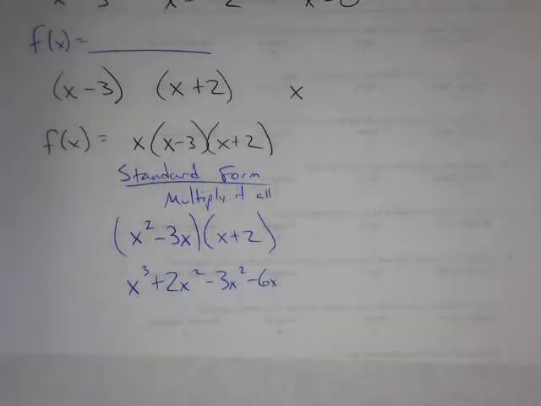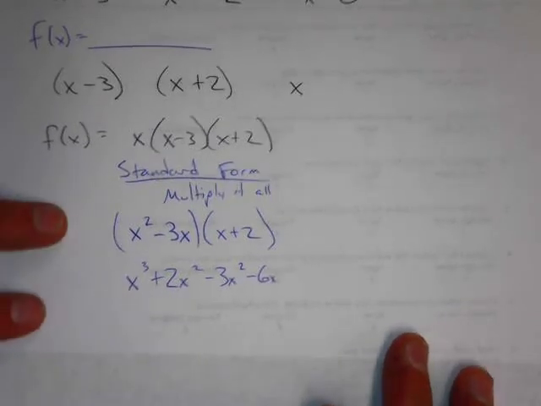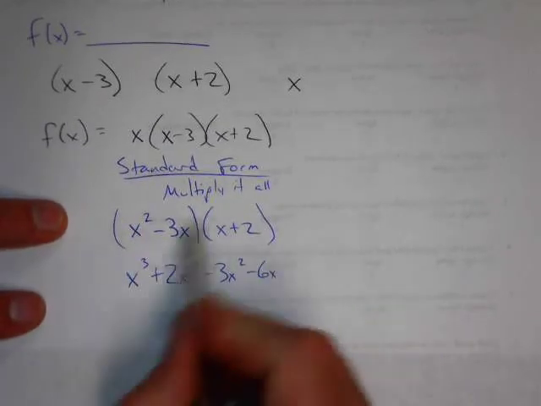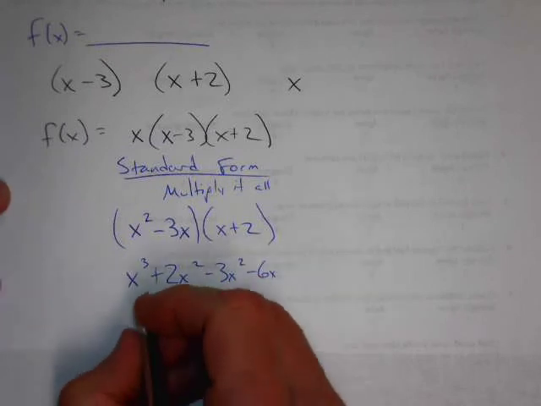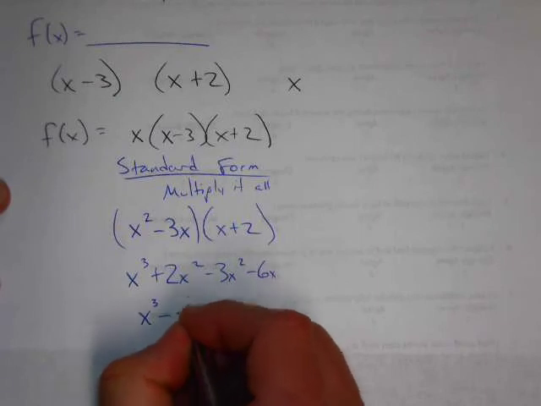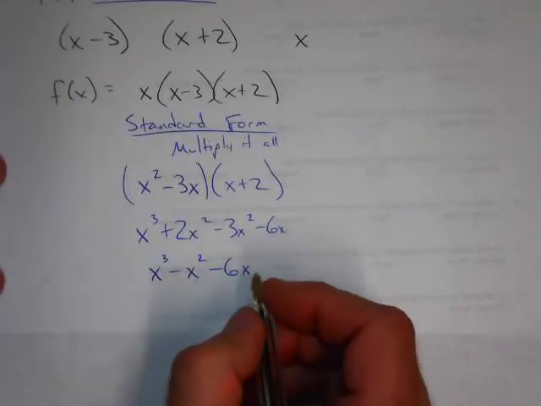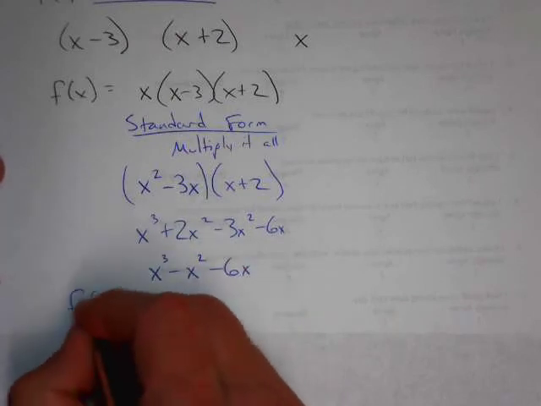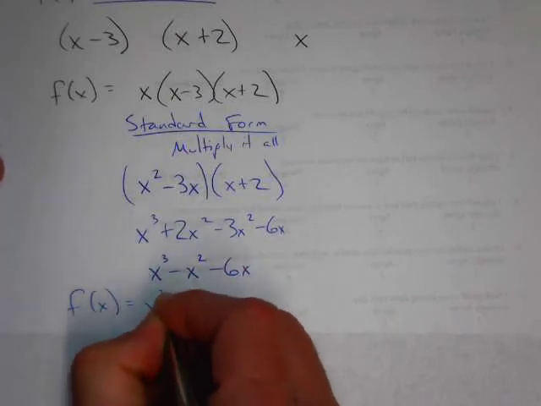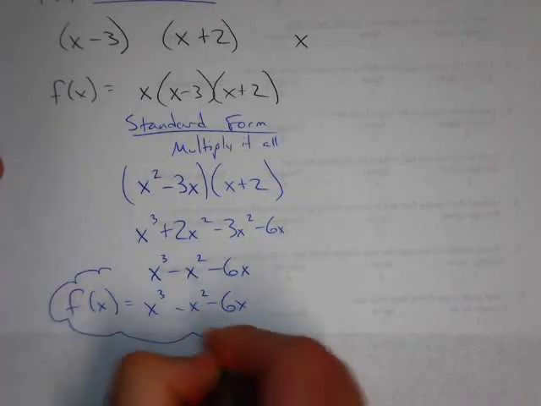If you want to use the area model, you can do that as well. So I'm checking my math. I think I'm good to go there. Now I combine like terms: x to the third power minus x squared minus 6x. And that is my standard form. So standard form is f of x is equal to x to the third power minus x squared minus 6x. And that's my pretty looking equation.